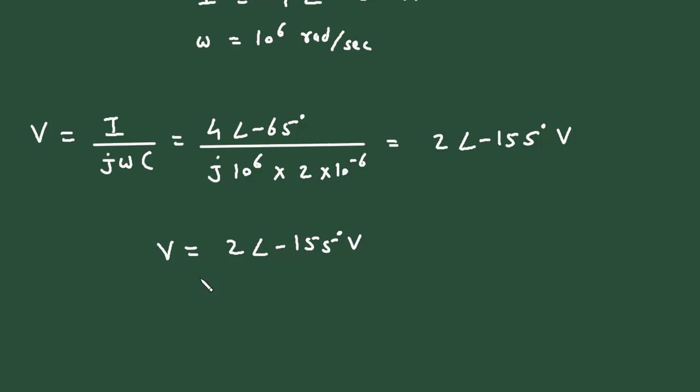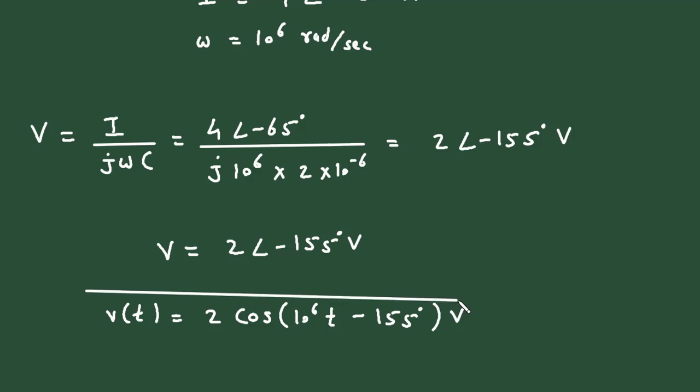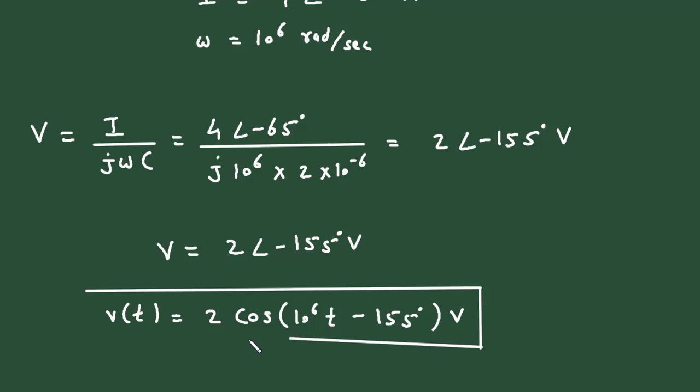In time domain, it will be v(t) = 2 cos(omega t), where the value of omega is 10^6, t plus, here it is minus, so minus 155 degrees, and since it is a voltage, its unit will be volts. So this is the voltage across the capacitor.